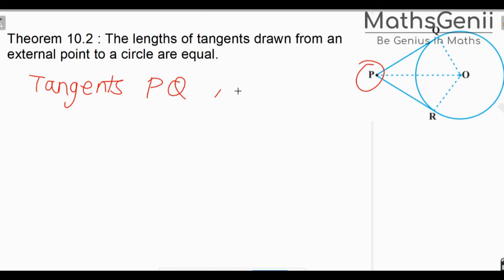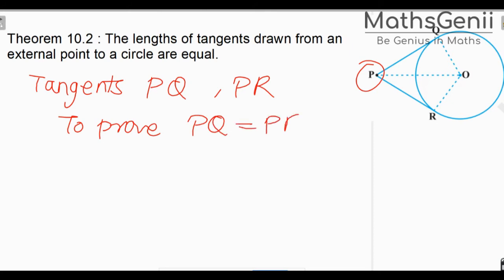PQ and PR are the two tangents. Now, what is he asking me to prove? I have to prove that PQ is equal to PR. I have to prove this. Now, how am I going to prove? Let's see.